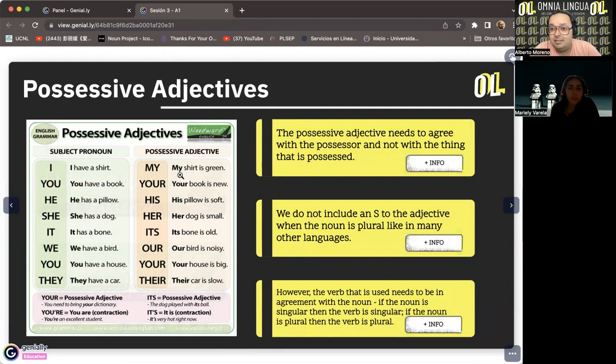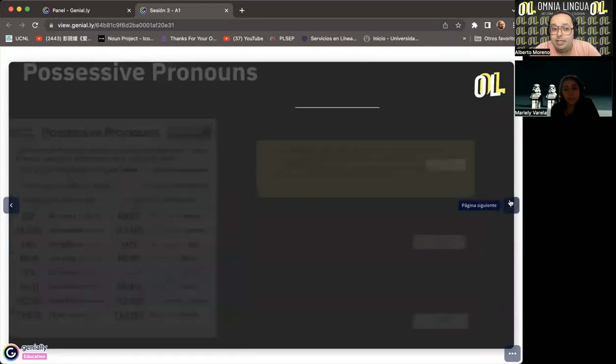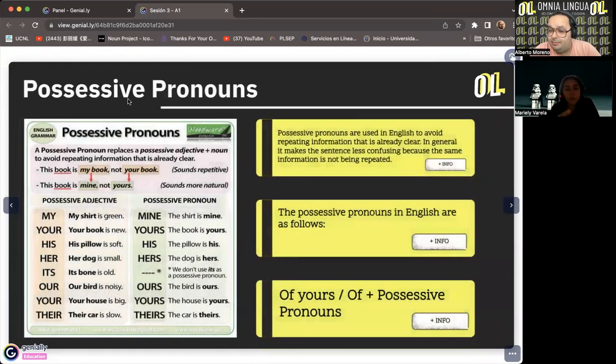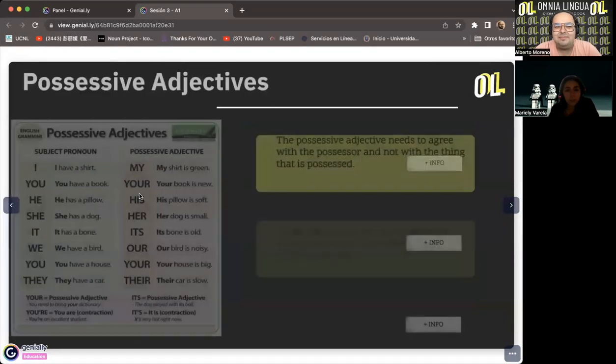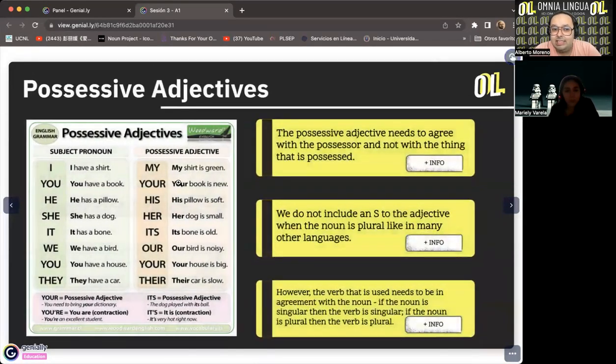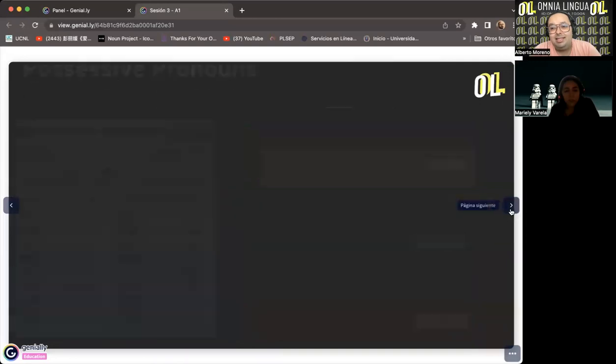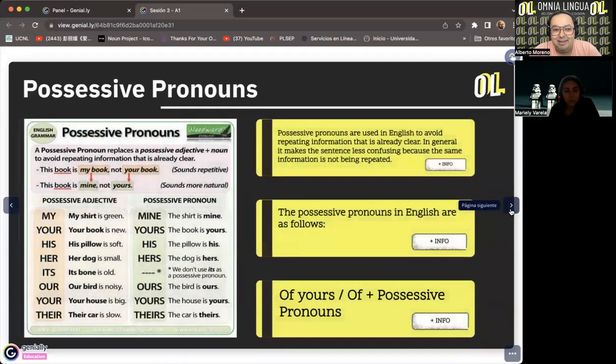What is the difference between possessive pronouns and possessive adjectives? Give me a second. Just remember, possessive adjectives are always before a noun. I mean, los adjetivos posesivos siempre están antes de un sustantivo. And the possessive pronouns can be by themselves at the end of the sentence.